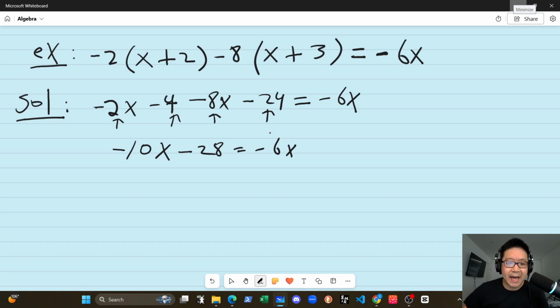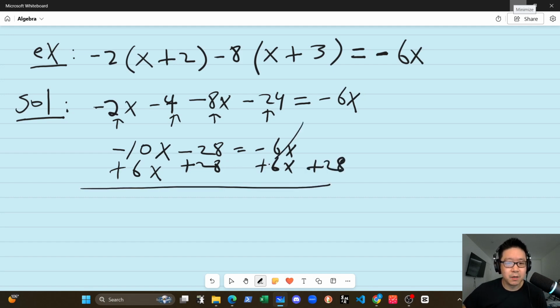And we do that by adding 6x to both sides. Now we're going to move the negative 28 to the other side by doing its opposite, which is plus 28. All right. So negative 10x and positive 6x is going to be negative 4x. The negative 28 and positive 28 are going to cancel. And so we're going to have negative 4x on the left side and 28 on the right side.